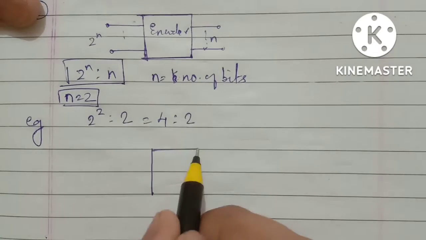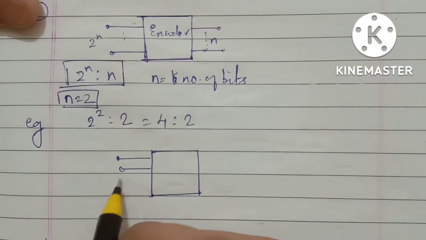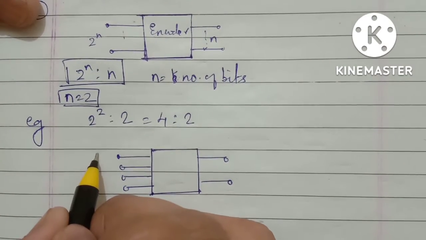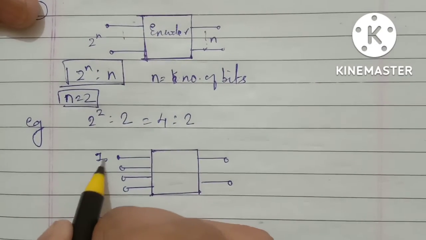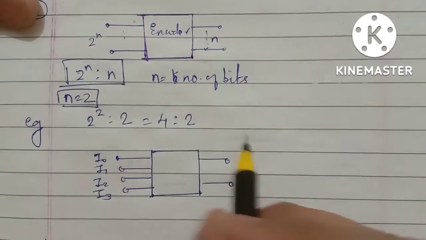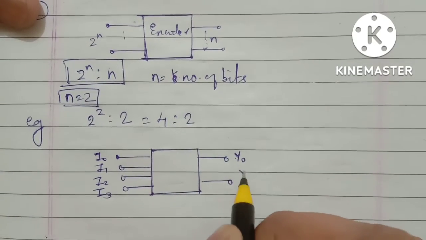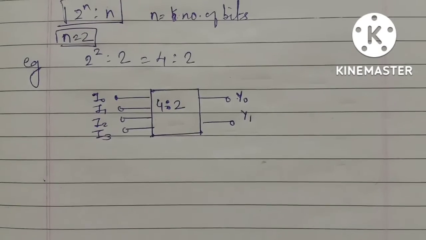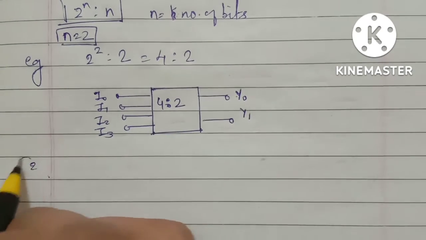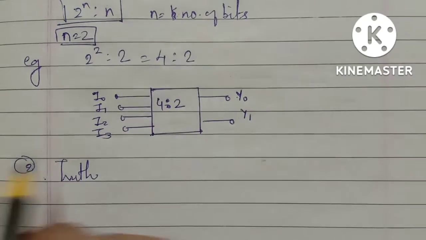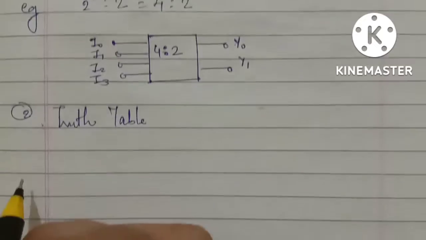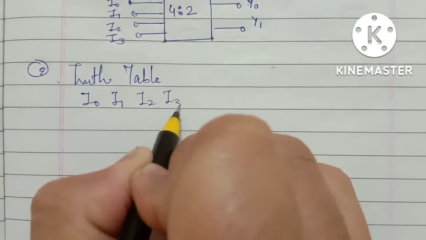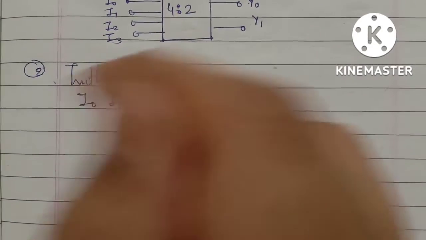So we have 4 inputs and 2 outputs. We'll take the inputs I0, I1, I2, I3 and the outputs y0, y1. This is your encoder, which is 4 is to 2. Now suppose we need to draw a truth table for this diagram. In this truth table, this is our input, so all will depend on this, and this is your output.